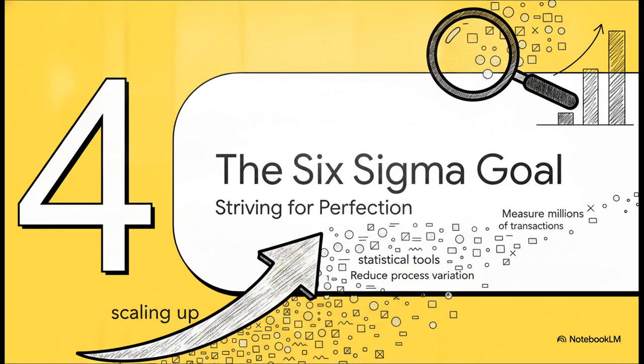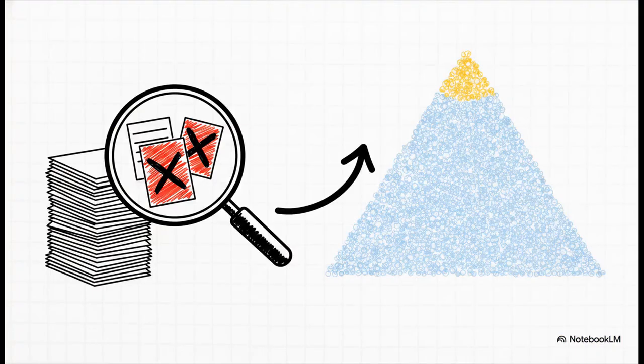All right, Section 4, the Six Sigma goal. Let's talk about striving for perfection. To measure our goal, we use a metric called DPMO, defects per million opportunities. Let's scale up our Blueprint RM&co gadget packing line to see this in action.